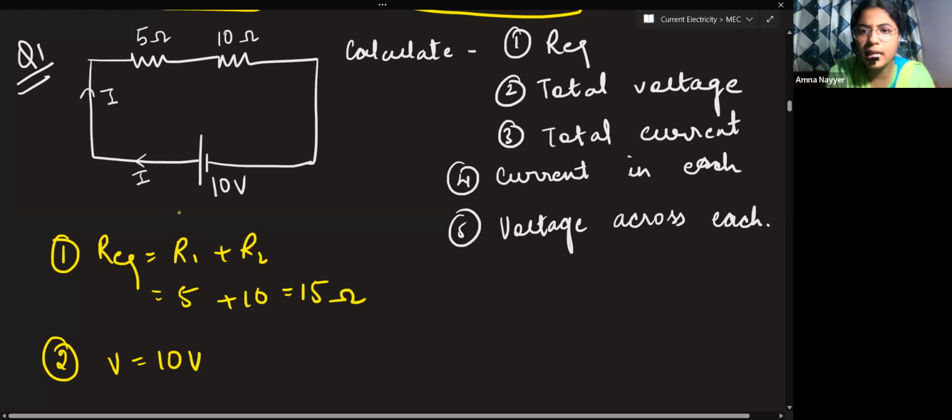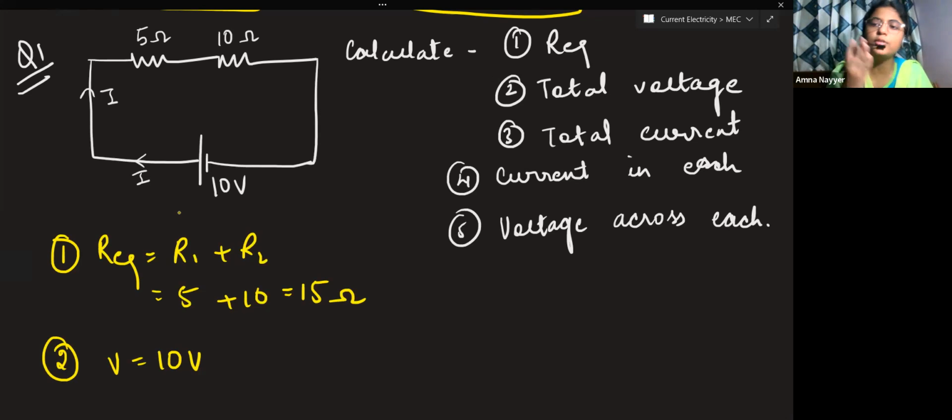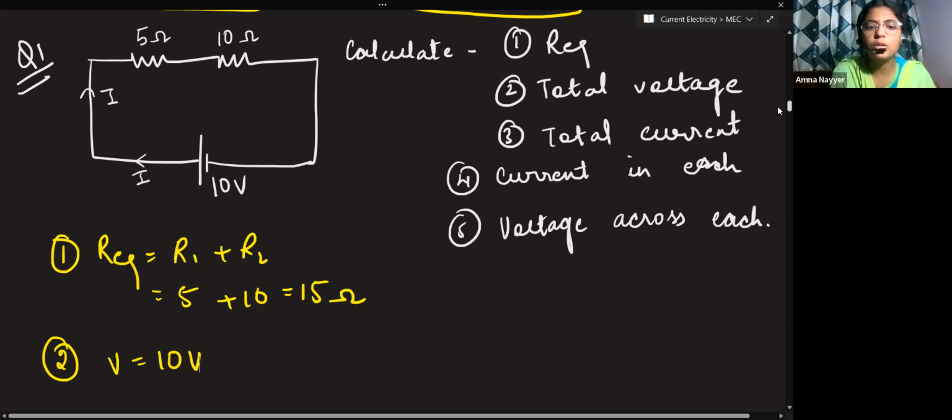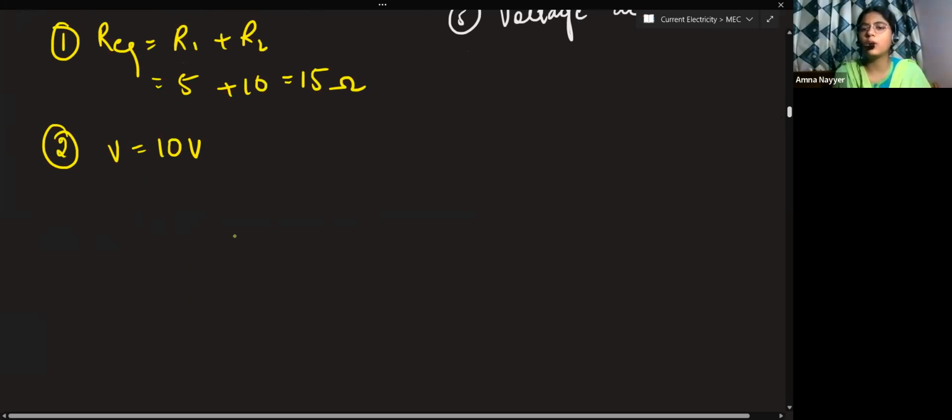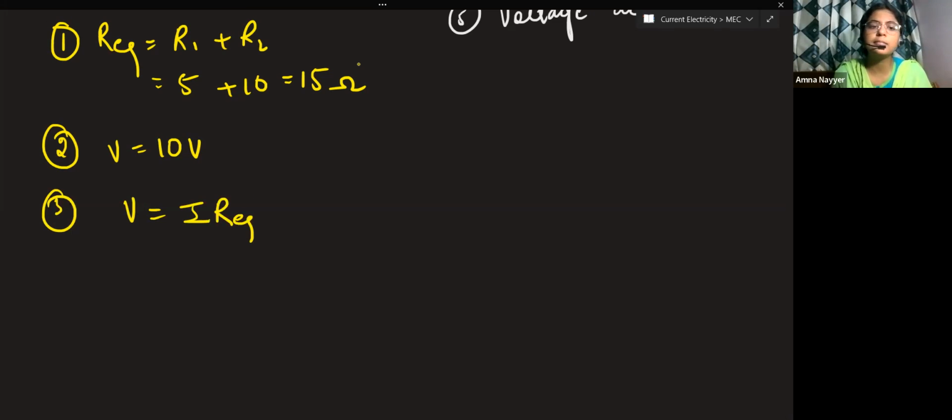Then it is asking us to calculate the total current in the circuit. If you know the total voltage and the total resistance, with the help of V equals IR, you can easily calculate the total current in the circuit. So R equivalent is what? R equivalent is basically the total resistance. So third part, V equals IR. Here you have to use R equivalent. Fifth part is right. Sarah, fifth part is right.